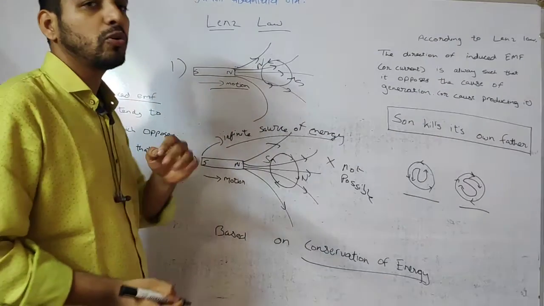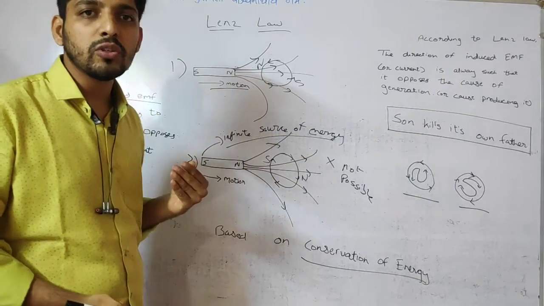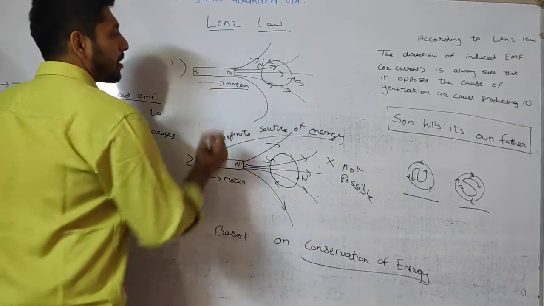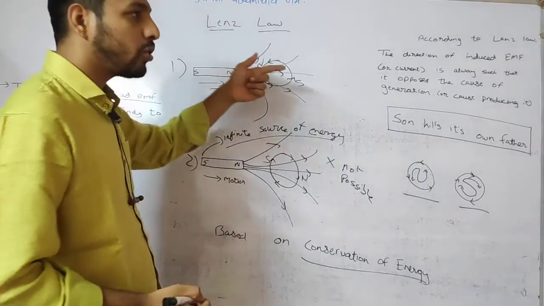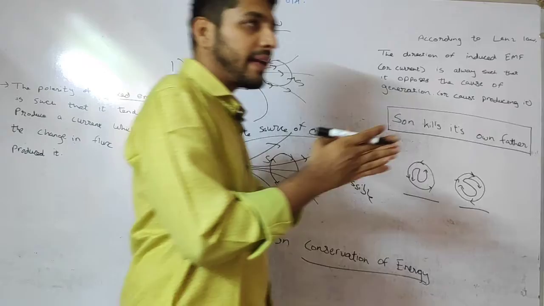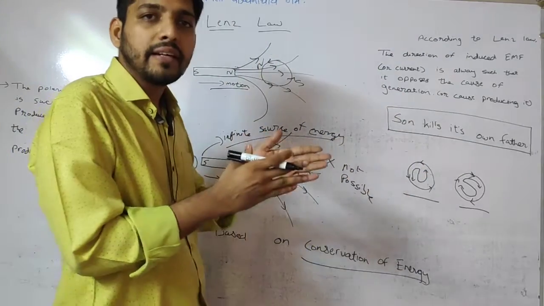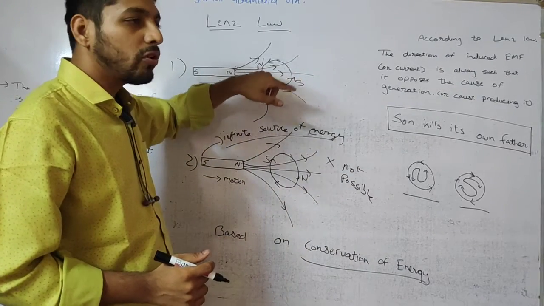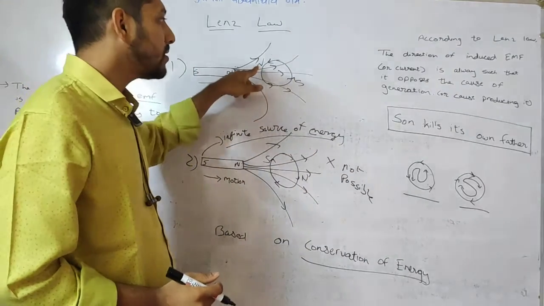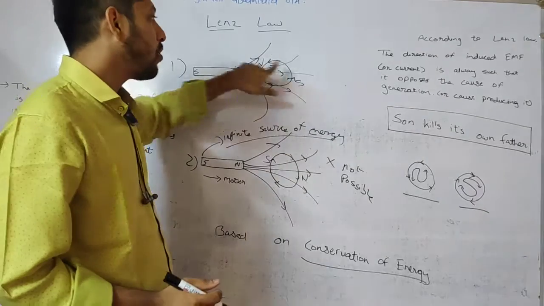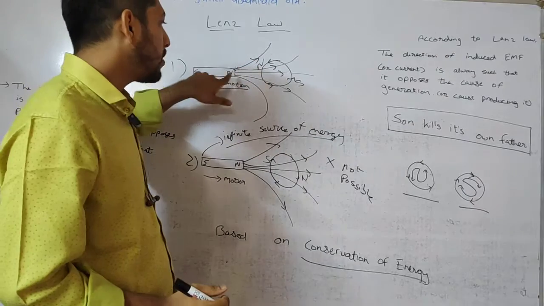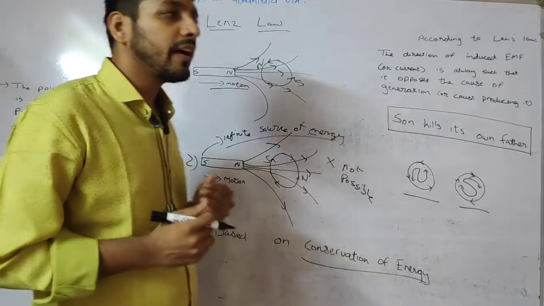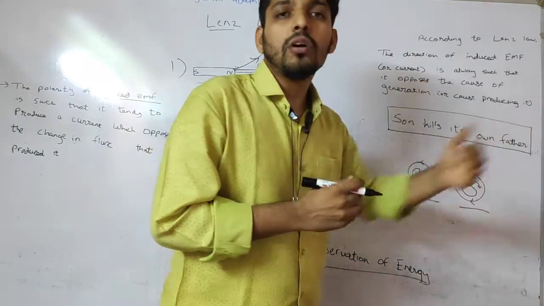If there is no motion, there will be no induced EMF. If the motion keeps on continuous, then there will be EMF. So here it will repel the cause. What is the cause? The movement of the magnet is the cause of producing EMF. But because of this induced current, there are north pole and south pole acting. And this north pole repels this north pole and tries to stop the magnet from coming. And it stops.